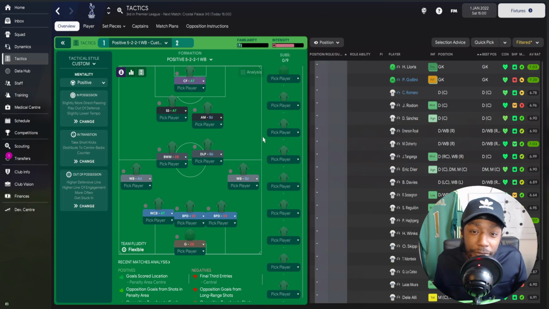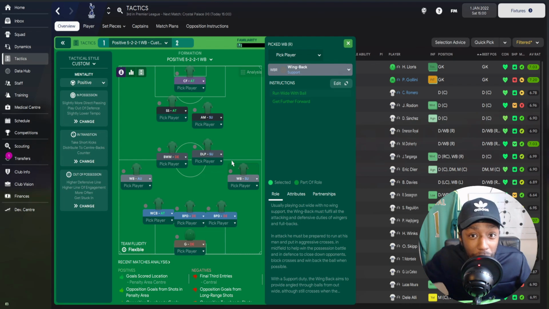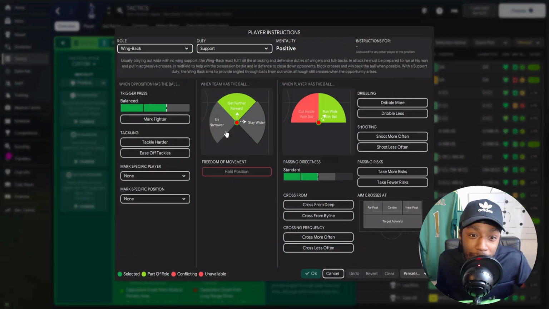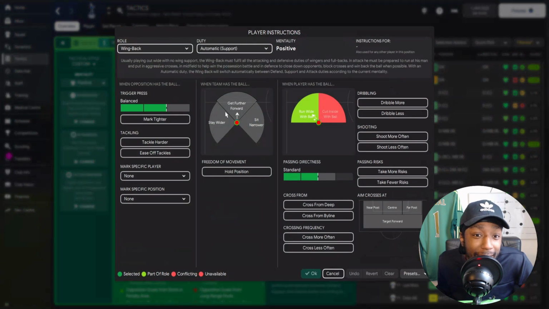And now lastly, for this 3-4-3 or the 3-4-2-1, is the player instructions. Now, there aren't many. There's only 3 players, I believe, with instructions. Those 3 players are the 2 wing backs and the attacking midfielder on support. To make that wing back on the right a little bit more offensive, what we've done is make him close down more, which the left wing back will also be doing, but the right wing back will be crossing from the byline and crossing more often, whereas the left wing back is just going to be closing down more.